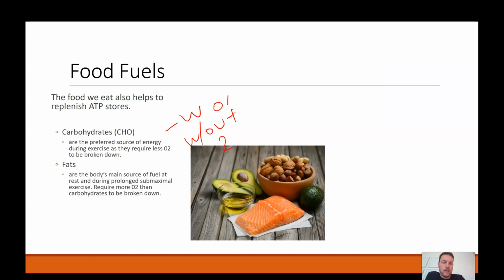The second type of food fuels you can use are fats. So they're the main source of fuel when we're at rest or at submaximal, which are prolonged, long, low intensity exercises. They require more oxygen to break down though than carbohydrates. So that's why most of the time we're going to prefer to use carbohydrates. As fats, we need to work at a much lower intensity to actually utilize those.